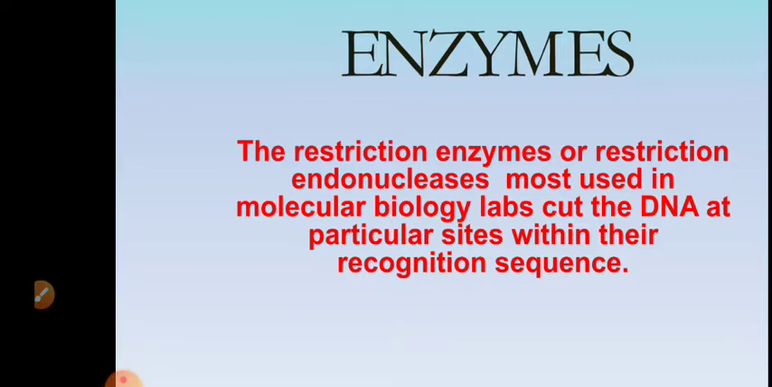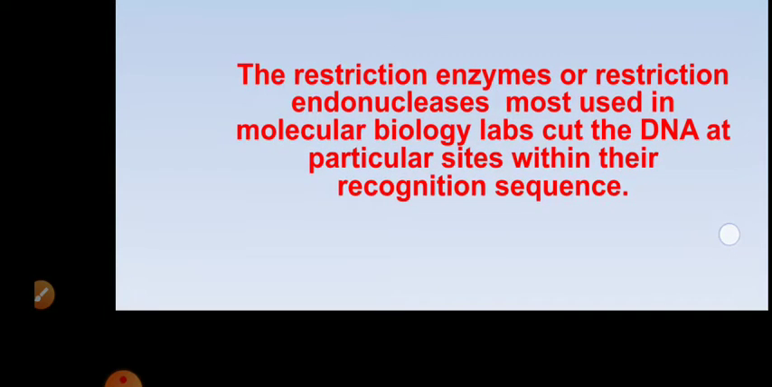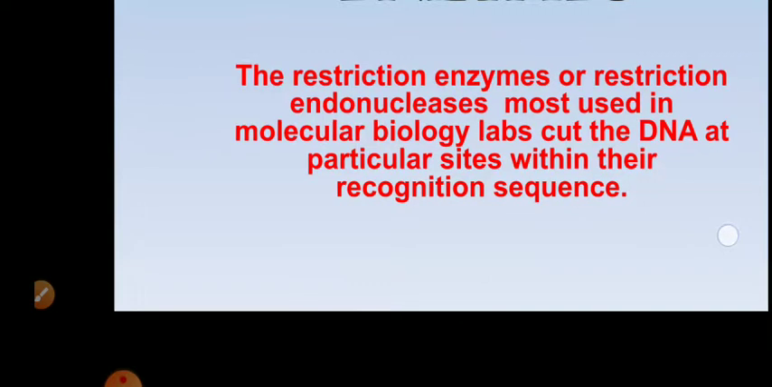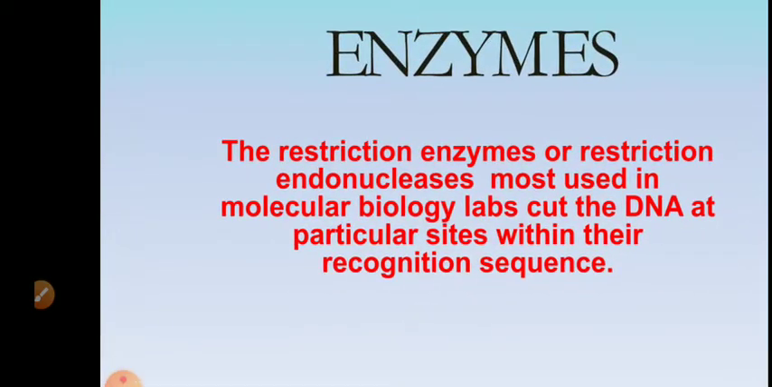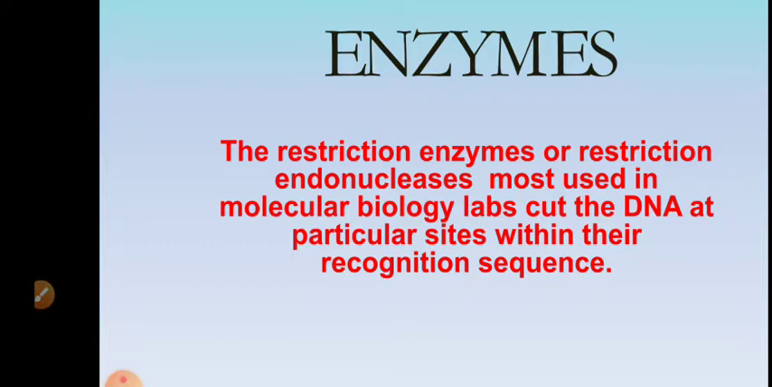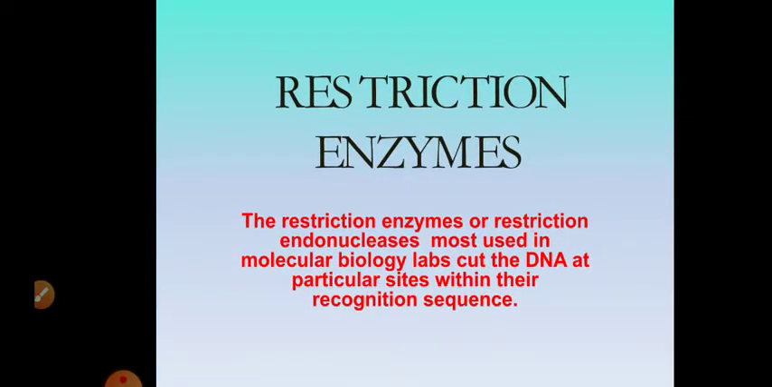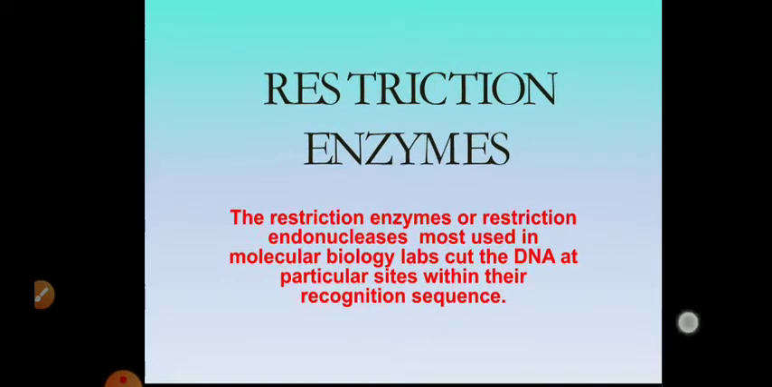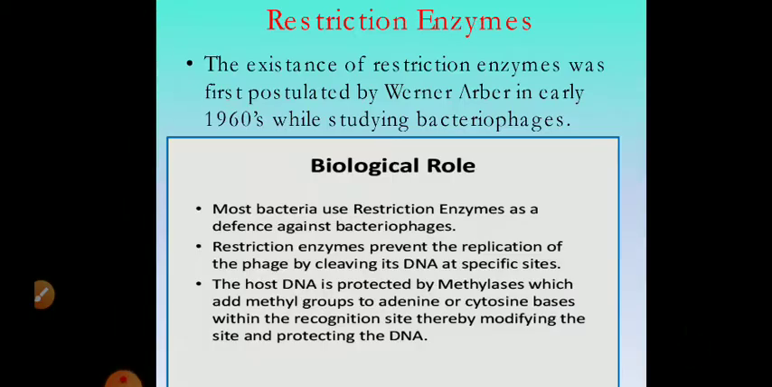First of all, what are endonucleases? They cleave the DNA from within, inside. They break the inner phosphodiester linkages. What are restriction endonucleases or restriction enzymes? They cut the DNA molecule and convert it into pieces, but they cut at a specific site which has a specific recognition sequence. So they are called restriction enzymes because they cut the DNA at a restricted site, not anywhere.